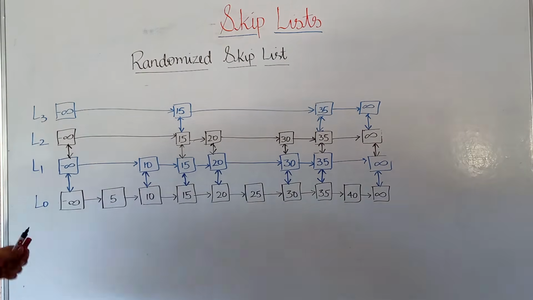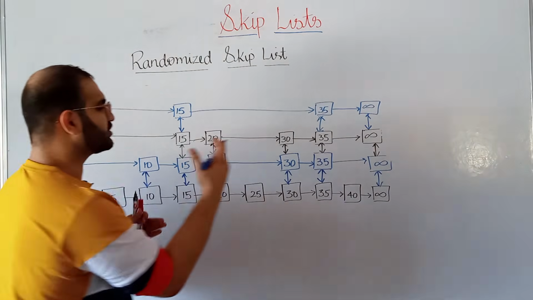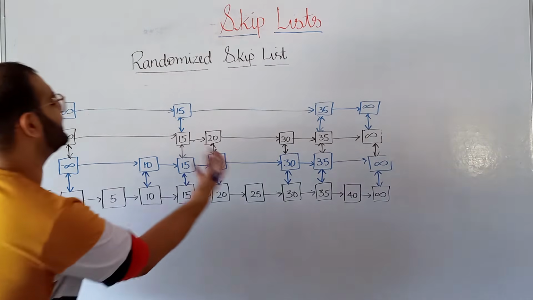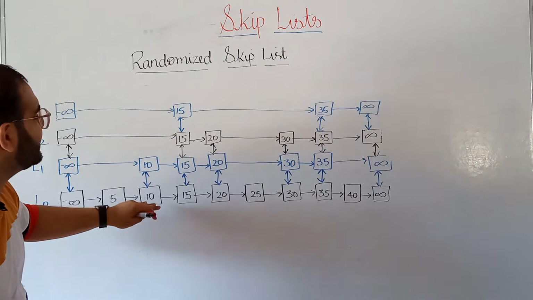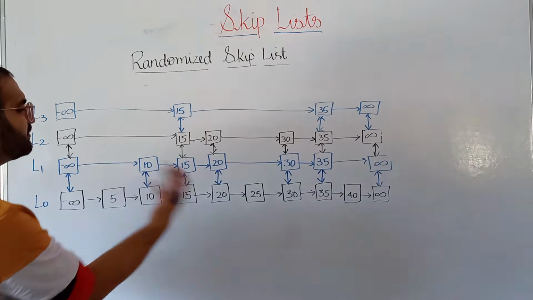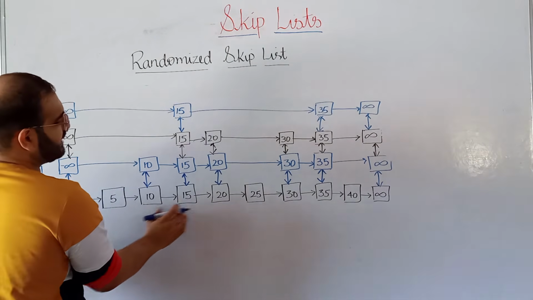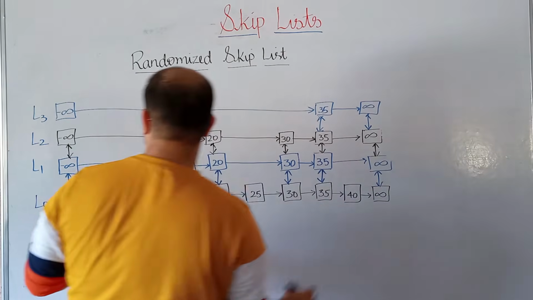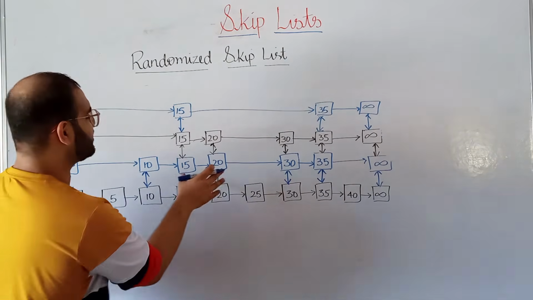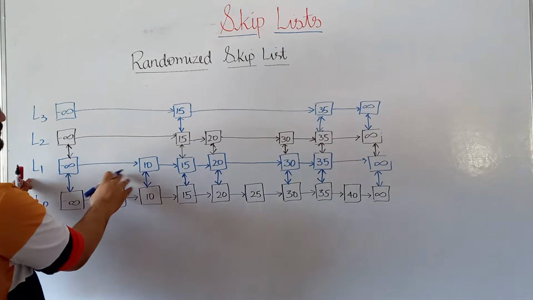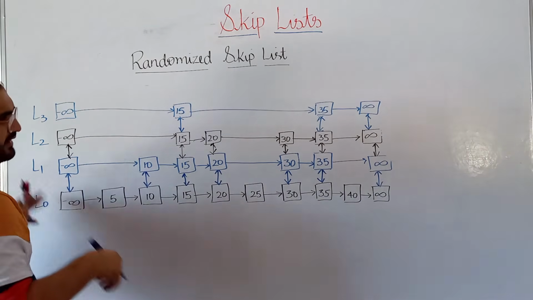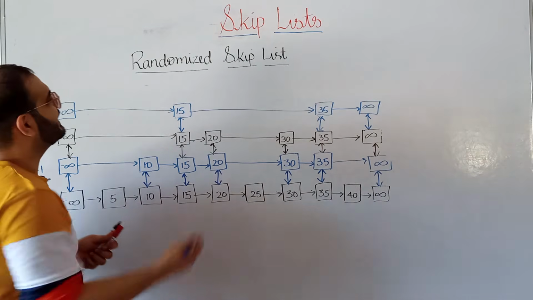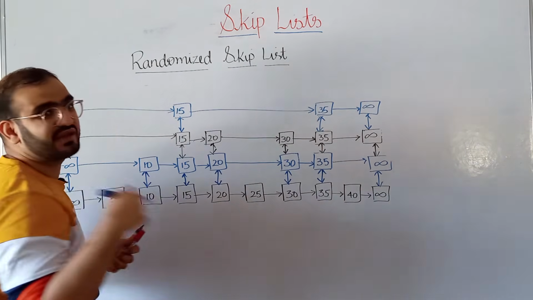And as you can see, the structure over here is not that straightforward, because here I have promoted random elements to the next level. Here I have randomly chosen those elements. Like here 10, 15, 20 I have promoted, I have left out 20, then 30 and 35, and then left out 40. Here I have promoted all the elements from L1 to L2 except 10. So I am following a randomized kind of structure. That is why this is known as a randomized skip list.